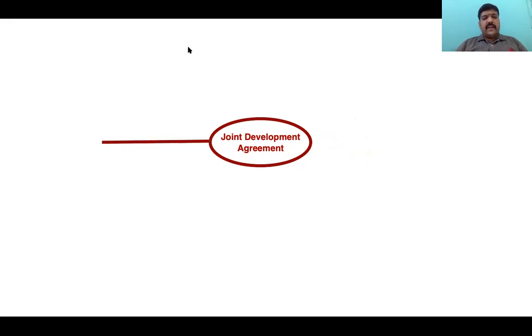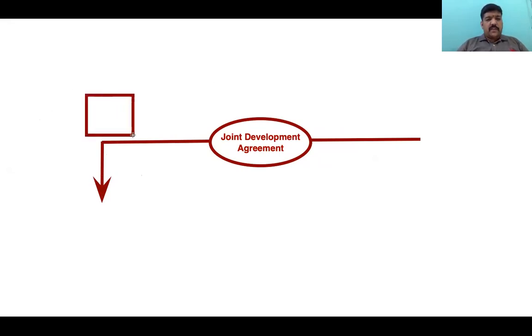Floor space index, or somebody who gives even a long-term lease for the land. All these words are common words, where the landowner who had a piece of land, landowner had 5 grounds of land.